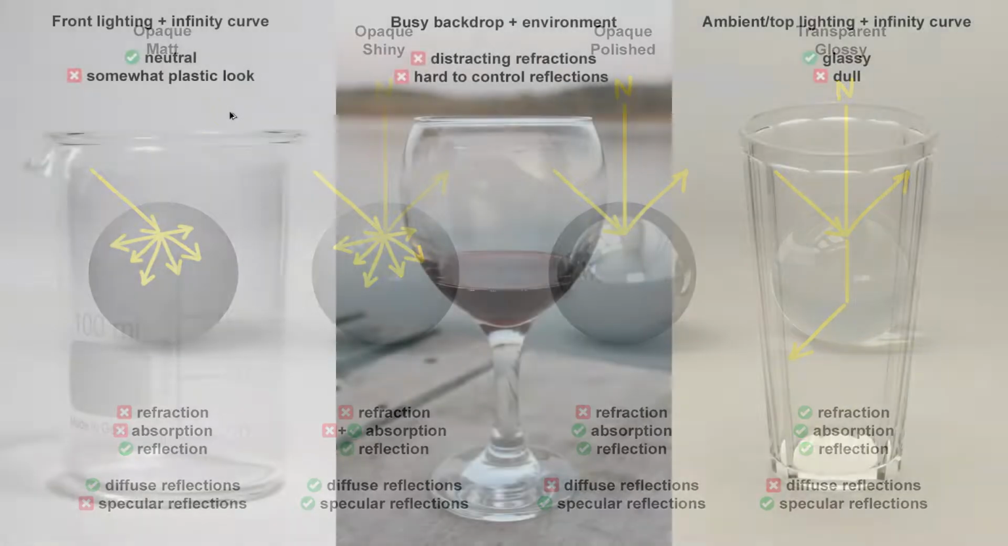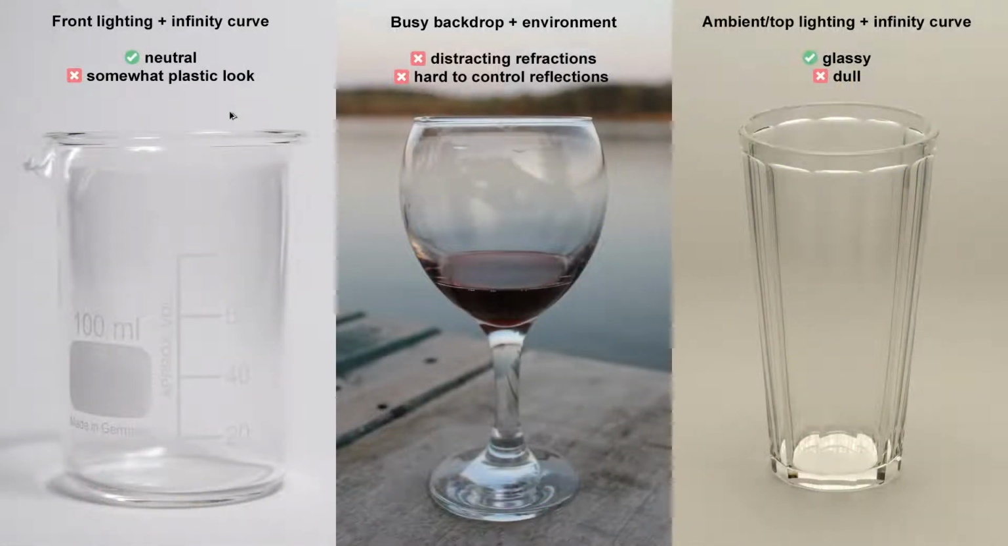Let's consider some typical glass rendering issues. Front and ambient lighting on an infinity curve don't help to model a glass object's form because glass causes no diffuse reflections. The lack of defined reflections and low contrast can make glass look a bit dull, or even like plastic. On the other hand, a cluttered background and environment make reflections distracting and difficult to control. In other words, classic multi-point lighting setups or backplates with HDR images don't work well with glass objects.